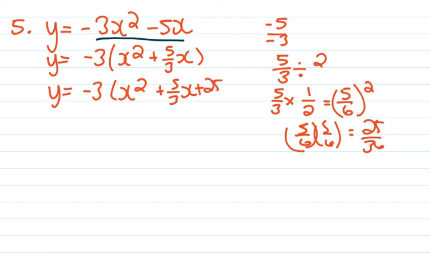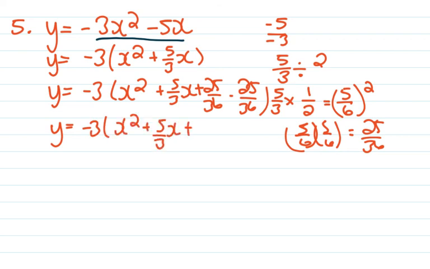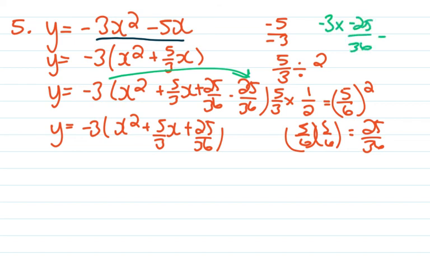So plus 25 over 36 minus 25 over 36. Y equals negative 3 bracket x squared plus 5/3 x plus 25 over 36. Get that last term out of the bracket by doing negative 3 times negative 25 over 36. We can simplify by canceling out a 3. So that would leave us with negative 1 times negative 25, which is positive 25 over 12.